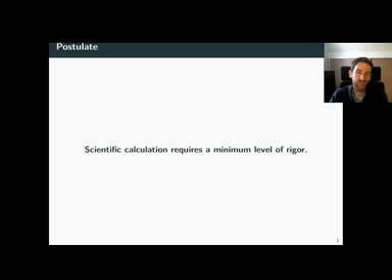So let's go. First of all, I would like to postulate that scientific calculation requires a minimum level of rigor in order to reach a minimum level of confidence on the results you produce. That means if you don't have this minimum level of confidence on the results, you can't discuss results, you can't make decisions.